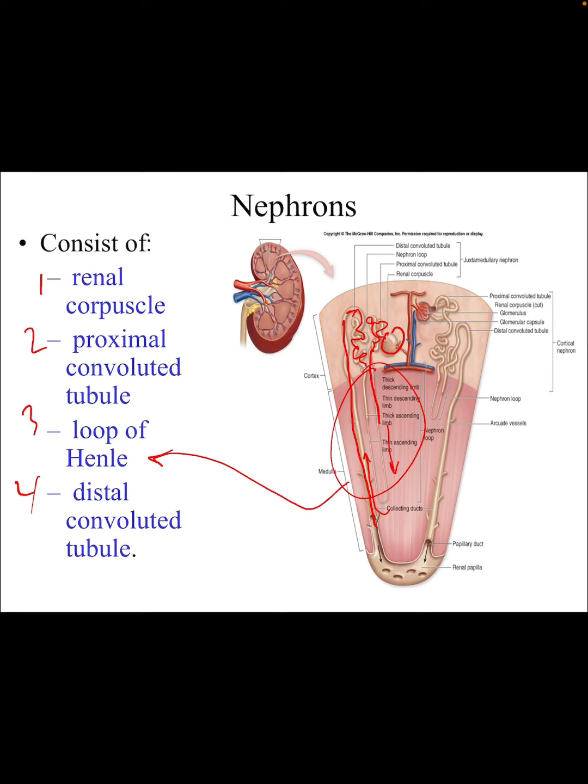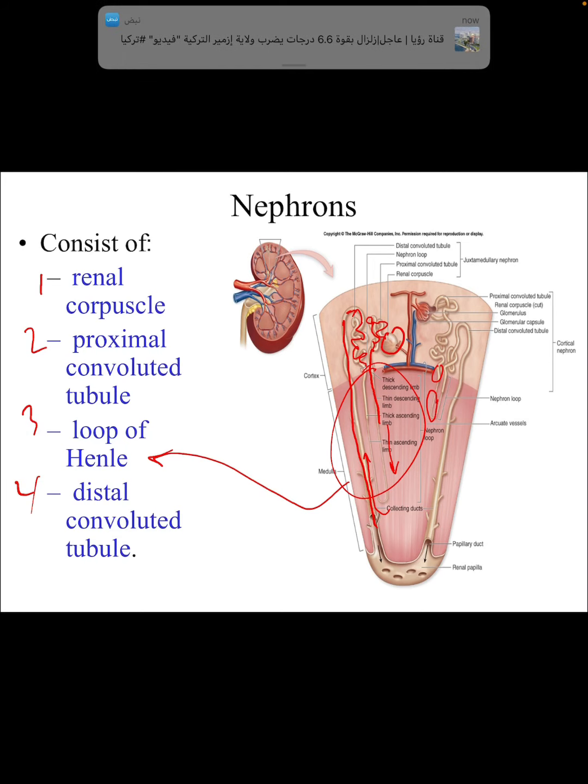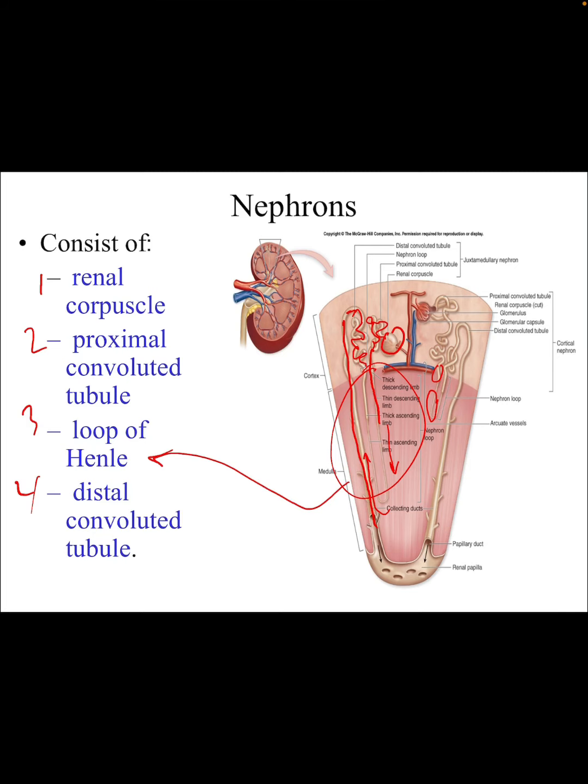We have the renal corpuscles, the proximal convoluted tubules, the loop of Henle, and the distal convoluted tubules. For the loop of Henle, you can see here this portion is thick and this one is thin. We call this one the thick portion of the loop of Henle. And if it's going down, we call it the descending, and if it's going up, we call it the ascending.